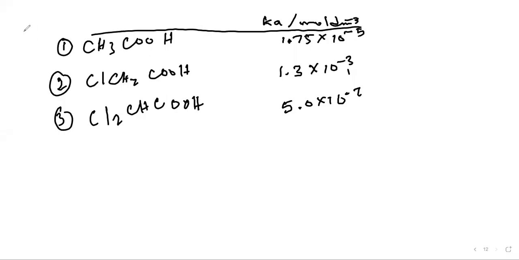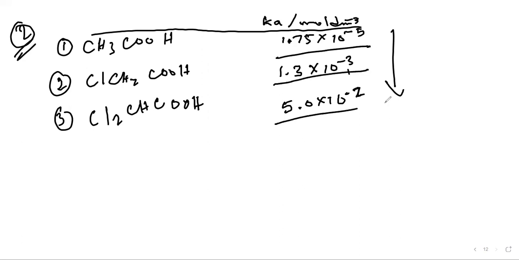Let's do another example. This is example number 2. So as you move down the chart, what is the Ka value doing? It is increasing. How is it increasing? See, it's 10 to the power minus 5, it's 10 to the power minus 3, it's 10 to the power minus 2. So the Ka value is increasing.